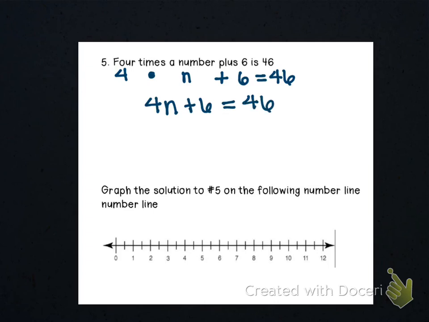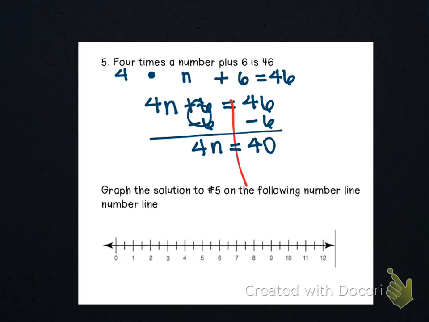And now I'm ready to solve. Draw my line and do the inverse operation, which if I'm adding 6, I need to subtract 6 from both sides. 6 minus 6 is 0. Bring down my 4n equals 40. And then I am multiplying 4 times n, so the inverse operation would be to divide 4 on both sides, and n equals 10. I'm going to write that off to the side so I can clearly see that and box my answer.